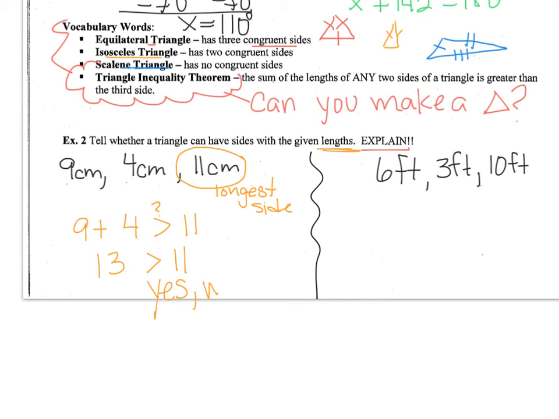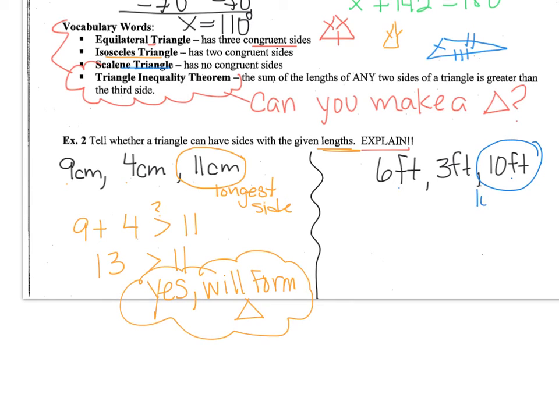It will form a triangle. Okay, so yes, will form a triangle. Over here, off to the right, we have a different situation. We have a 3 foot, a 6 foot, and a 10 foot. If I had those side lengths, can I form a triangle? So same idea. This is my longest side here with the 10. Okay, so longest side is 10.